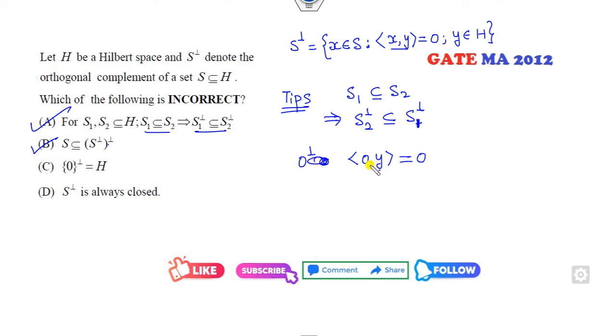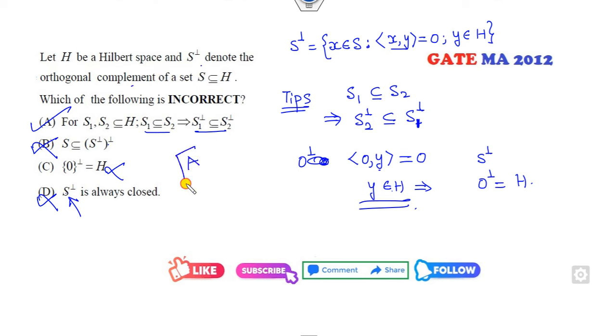So for what value of y so that the inner product will be 0? For all those values of y. Fine. You can take any value of y, the inner product will be 0. So what does it mean? Y is the H. It means this value, that is 0 complement, is nothing but my H. So it's a correct statement. But we need an incorrect statement. So this is a correct statement. I cross it. S is also the correct statement because the orthogonal complement is always closed. So the incorrect statement is only A. A is the right answer.